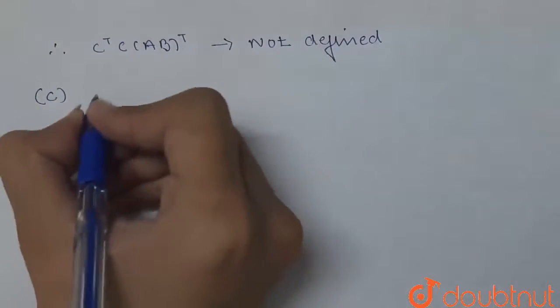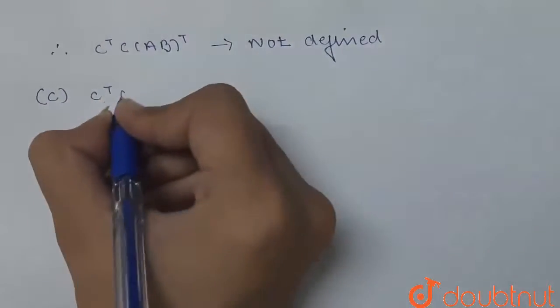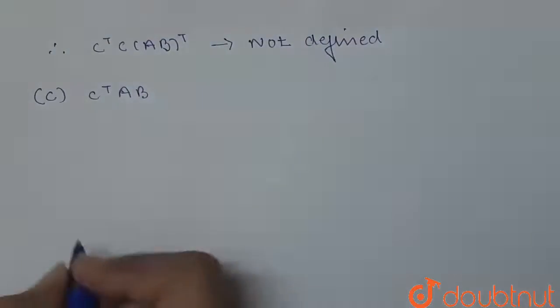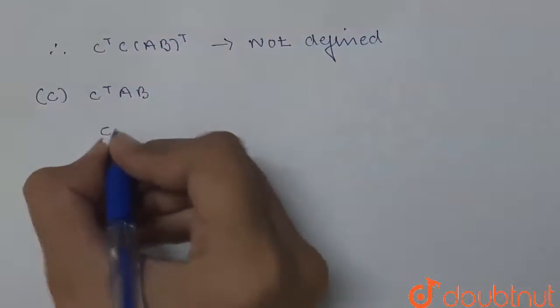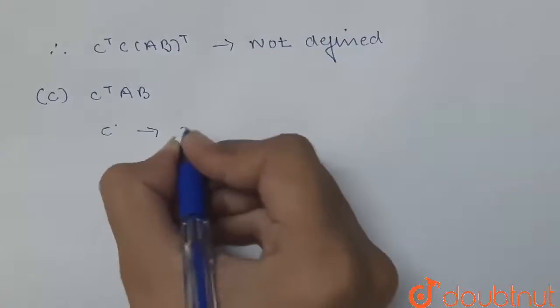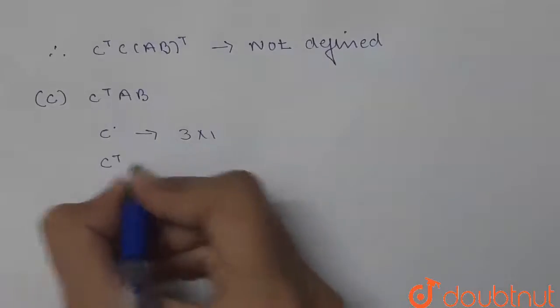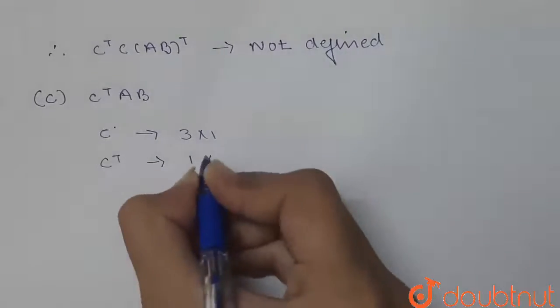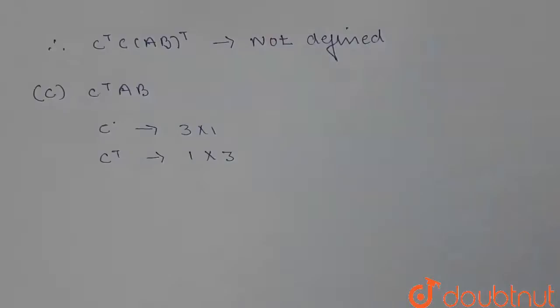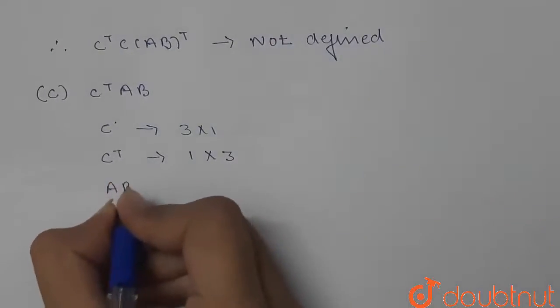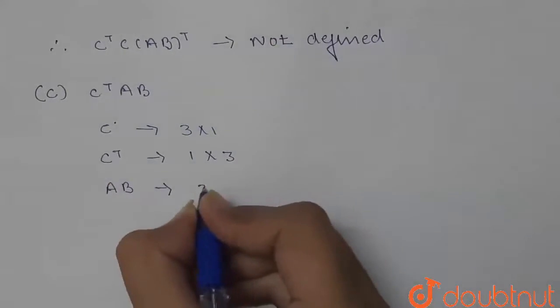Now we will check for option number C. Option number C is C transpose into AB. Okay, now C matrix order is what? It is 3 cross 1. If the order for C is 3 cross 1, then the order for C transpose will become 1 cross 3. And the order for AB matrix we have already found out, that is 3 cross 2.